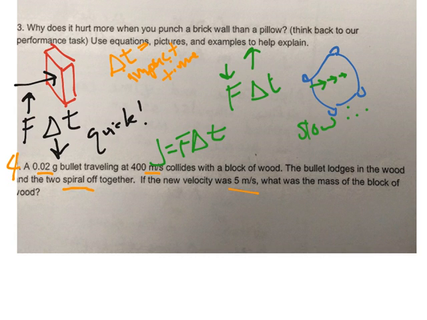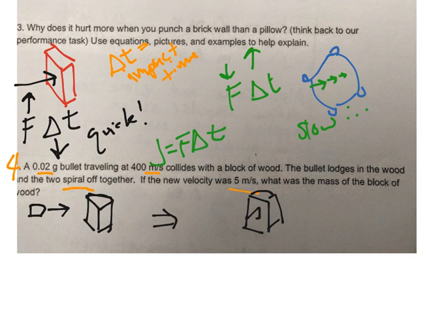So as always, when you're not sure, draw a picture. So you have a little bullet going towards your block, and then you have your block with a bullet stuck inside of it. This was 0.02 grams, and it was 400 meters per second. And then we don't know the mass of the second one, but we do know it's going 5 meters per second.